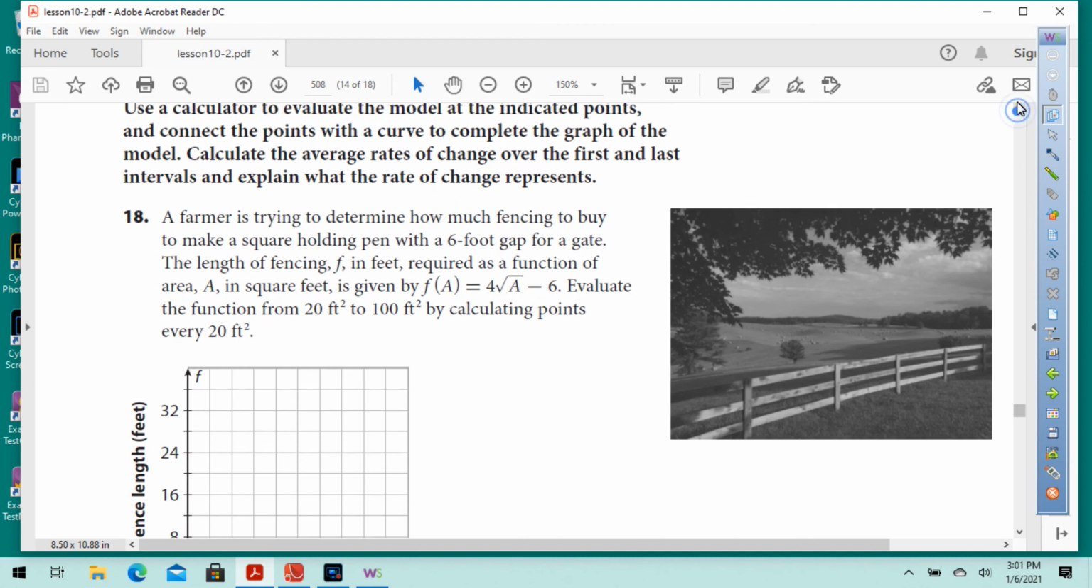Number 18, what does it say here? It says, use a calculator to evaluate the model at the indicated points and connect the points with a curve to complete the graph of the model. Calculate the average rates of change over the first and last intervals and explain what the rate of change represents. Okay.